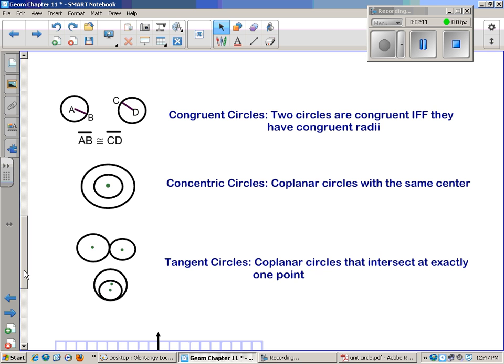That kind of makes sense, right? Because the formula for the area of a circle is pi r squared. It's just the radius is the only thing that affects the area. So if the radiuses are the same, the area has to be the same, so they'd be congruent.